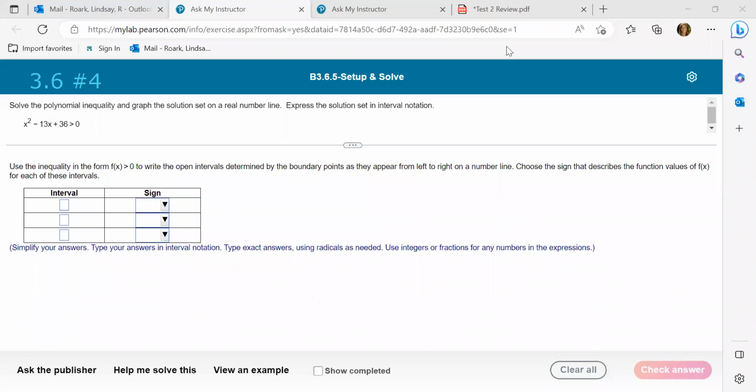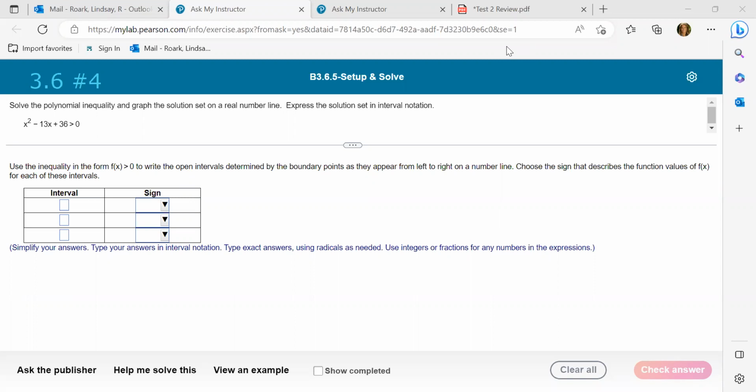I wanted to make another video from one of the questions from one of the most recent sections that we had worked on, which was 3.6. And 3.6 was all about solving polynomial inequalities, which can often be this sort of labor-intensive type of problem.